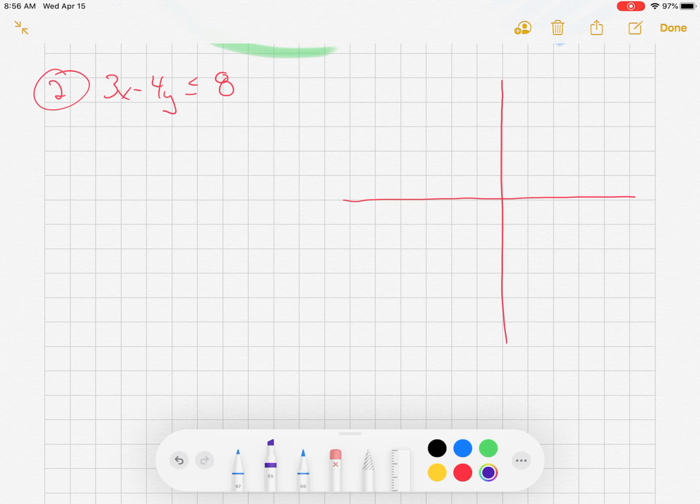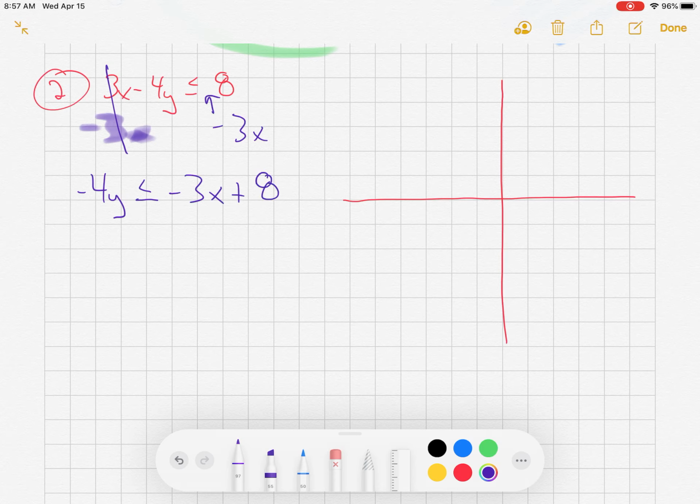Okay, next up we have numero dos, number 2. And again, our job is to get y by itself. So the first step in getting y by itself is we gotta get rid of that 3x. So what am I gonna do? Minus 3x, and minus 3x, sorry about that. Okay, these bad boys cancel. I'm left with negative 4y is less than or equal to negative 3x plus 8.